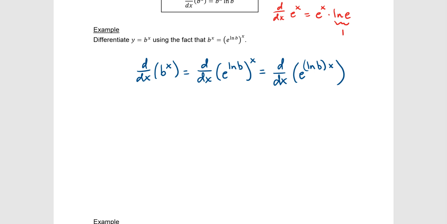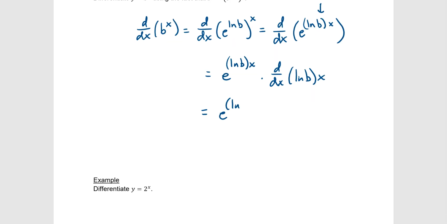This is when we can use the rule, that shortcut rule, where we have the derivative of e to a function. That's going to equal e to the function times the derivative of that function. So all we're going to use is that little rule right here, and that's going to take us to our answer essentially. So rewriting it, e to our function, ln of b times x, times the derivative of that exponent function. So that's going to be d dx of the ln of b times x.